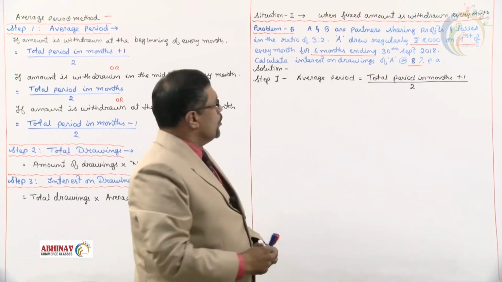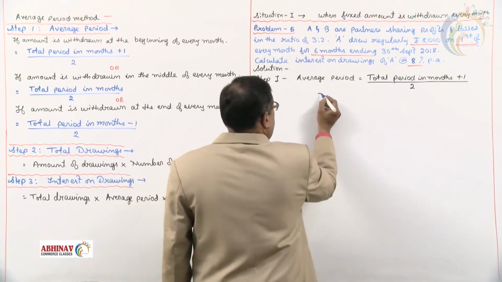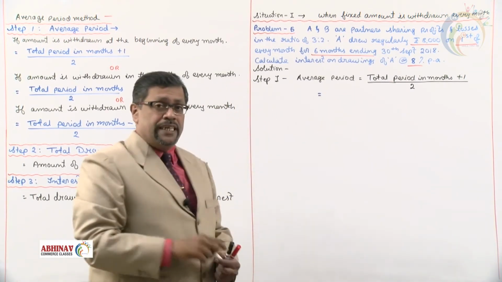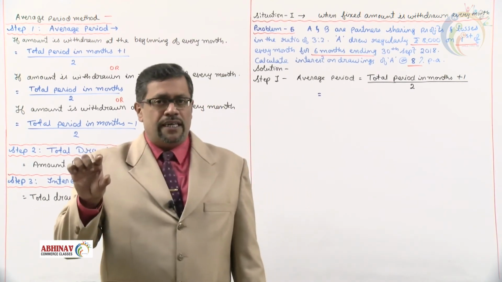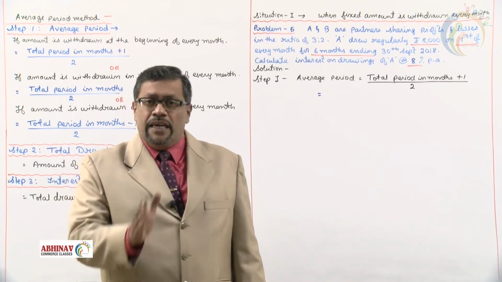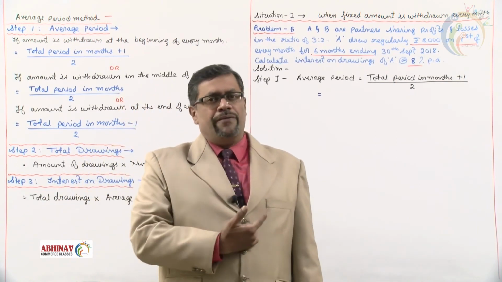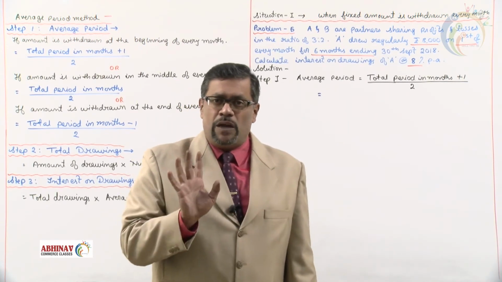Average period is total period in months plus 1, divided by 2. We should be careful in taking this period. See for what period the drawings are done. Is it done for half year ending or full year ending? If half year ending, the period will be 6 months. If full year ending, the period will be 12 months.